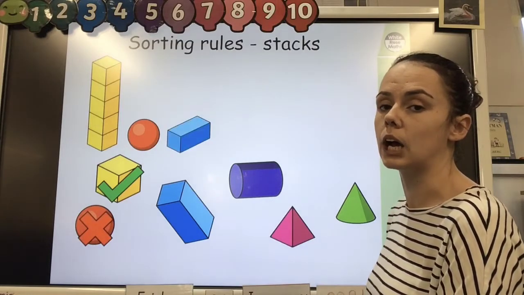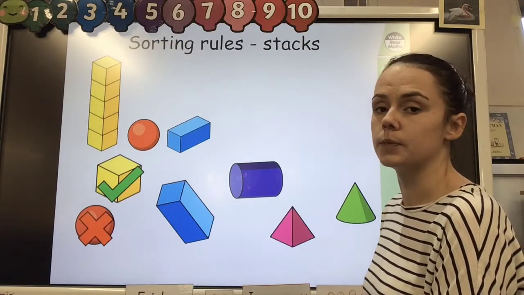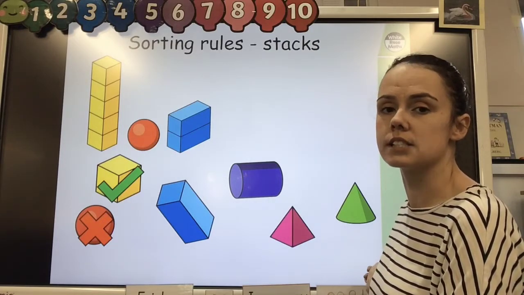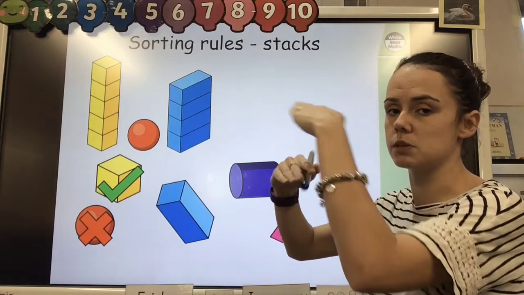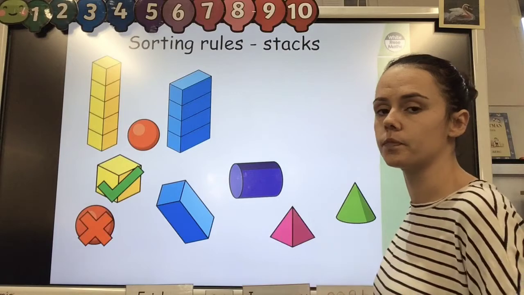What about our cuboids? Let's see. Yes, our cuboids stack on top of each other. They've got flat surfaces, so it's a lot easier to stack.